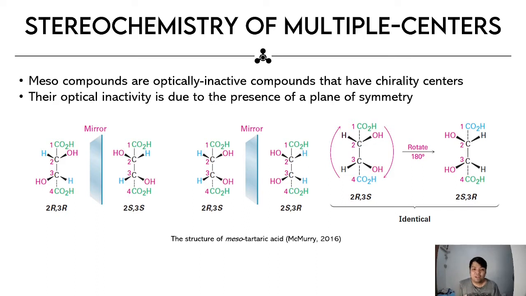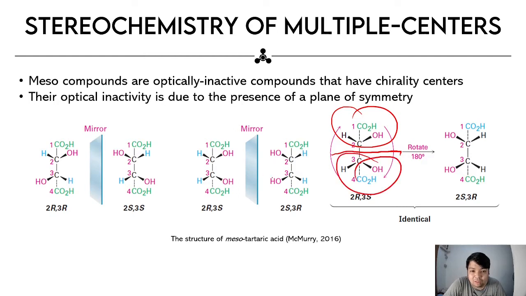Now, meso compounds, despite having chirality centers, still have a plane of symmetry. So let's have this meso-tartaric acid here. If you notice, the meso form of tartaric acid has a chirality center at carbons 2 and 3 respectively. However, if you bisect this molecule along the C-C bond here, you will notice that this part is identical to this part. So there is a plane of symmetry here.